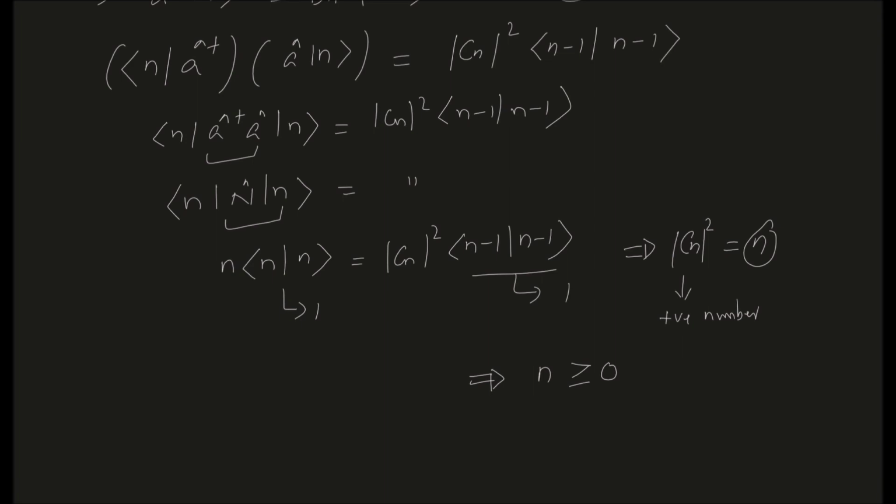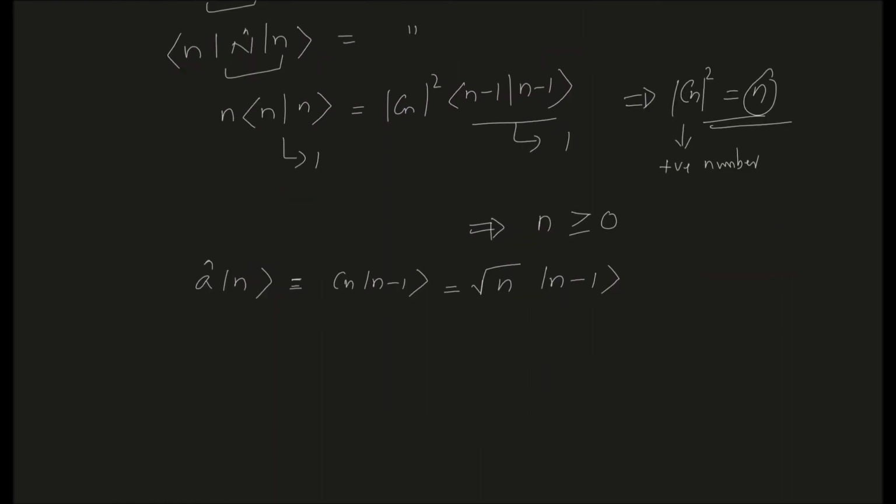Okay, so that means you can write this expression a|n⟩. We have seen from our equation 18 that this a|n⟩ is given by some constant times |n−1⟩, right? Now that constant, we have seen that it is given by the square root of n from that expression. So this can be written as square root of n times |n−1⟩. So that is our equation number 21.